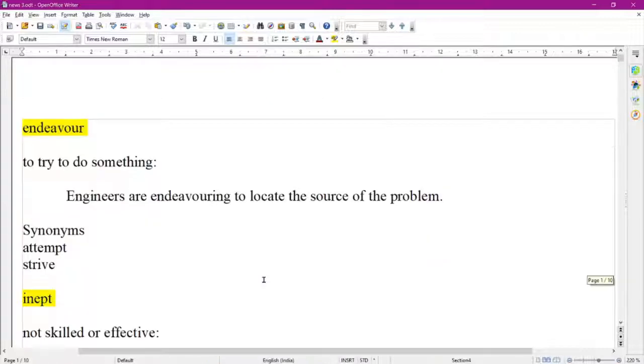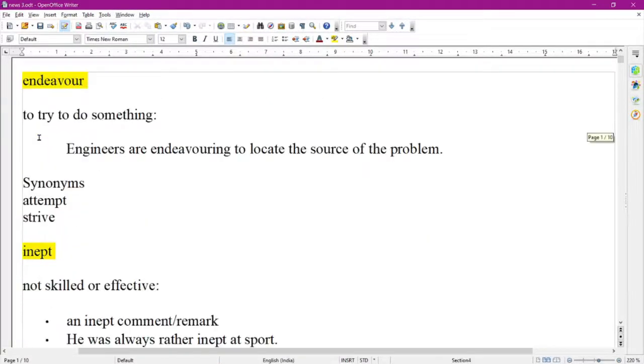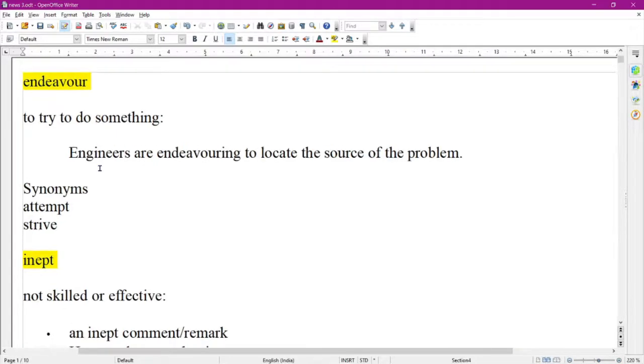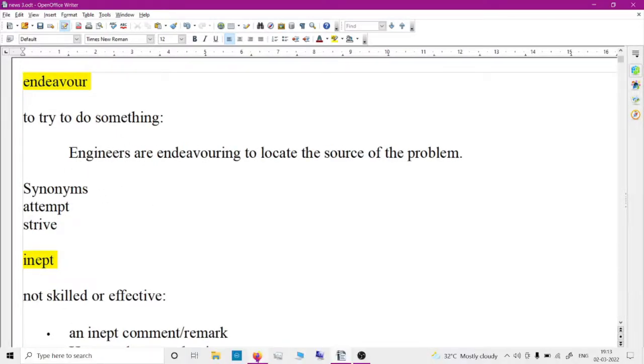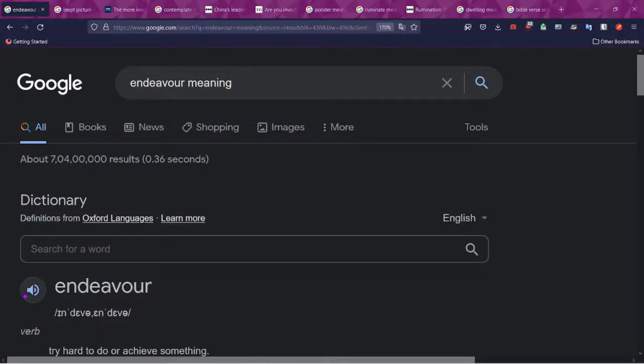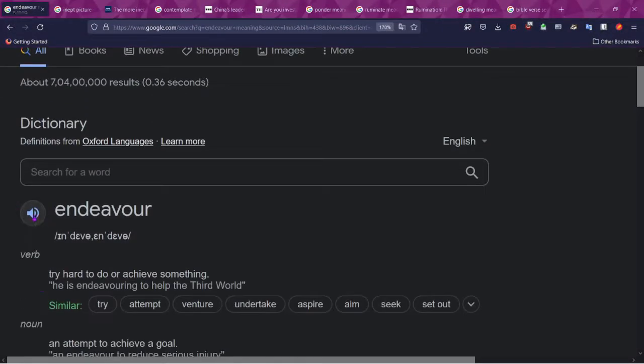So the first word for today is endeavor. We will check the pronunciation first. It's somewhat difficult. Endeavor, endeavor. This is the pronunciation: endeavor.